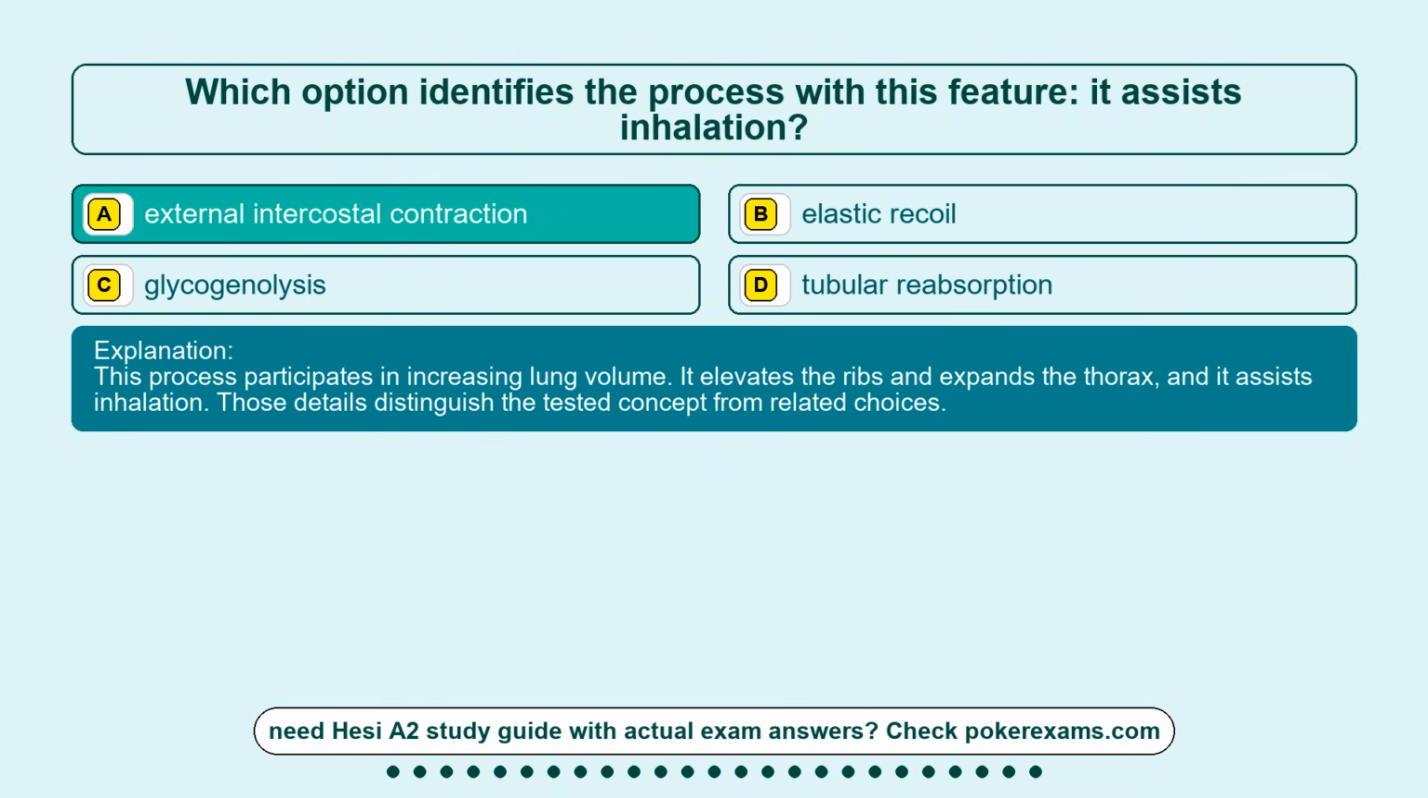This process participates in increasing lung volume. It elevates the ribs and expands the thorax, and it assists inhalation. Those details distinguish the tested concept from related choices.